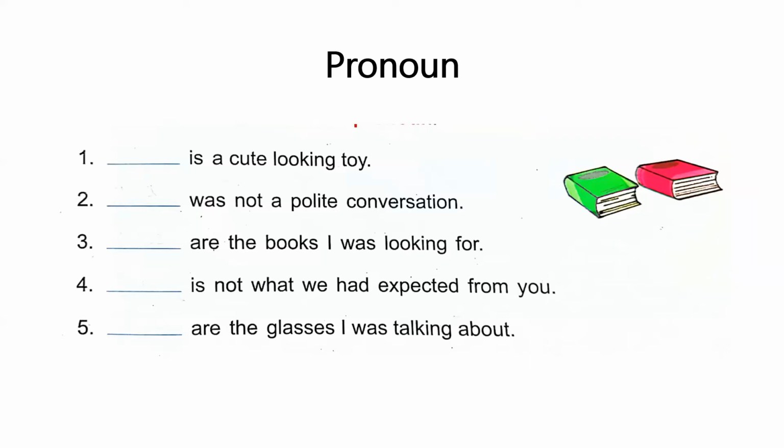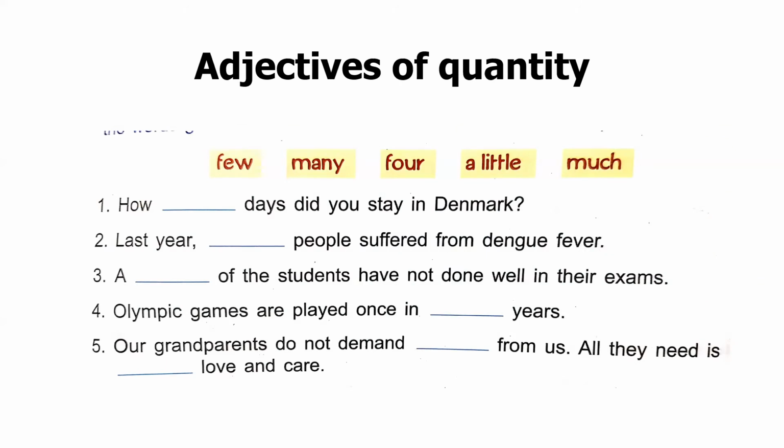Next concept is adjectives of quantity. We are given a few adjectives: few, many, a little, much. We have to insert the suitable adjective in the blanks. Adjectives of quantity tell us the quantity of the noun. They describe the quantity of the noun. How dash days did you stay in Denmark? Quantity of the days, how many days?